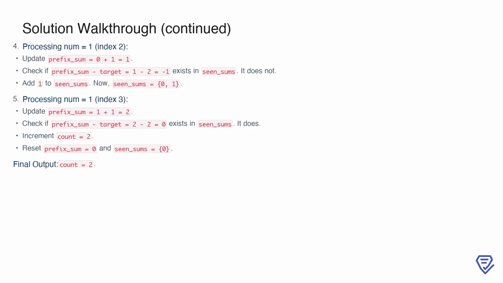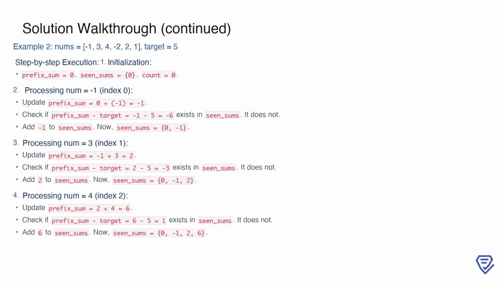Then, for the fourth and final element, 1 at index 3, we update prefix_sum to 2. The difference between prefix_sum and the target is 0, and it is present in seen_sums. This indicates another subarray that meets the target sum, so we increment count to 2, reset prefix_sum to 0, and reset seen_sums to contain only 0. At the end of the iteration, the total count of non-overlapping subarrays with a sum equal to the target is 2.